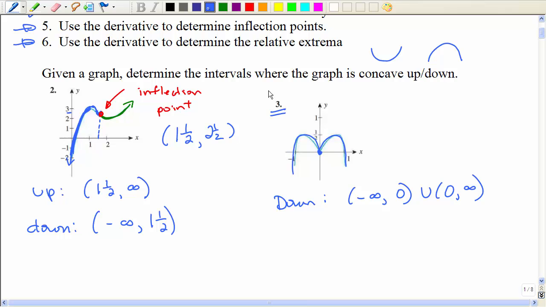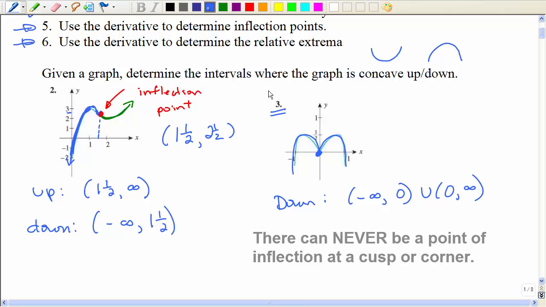On this graph, notice that it never changed concavity. It was always concave downward. This point right here is a corner. And when you have a corner like that, the derivative does not exist at that point.